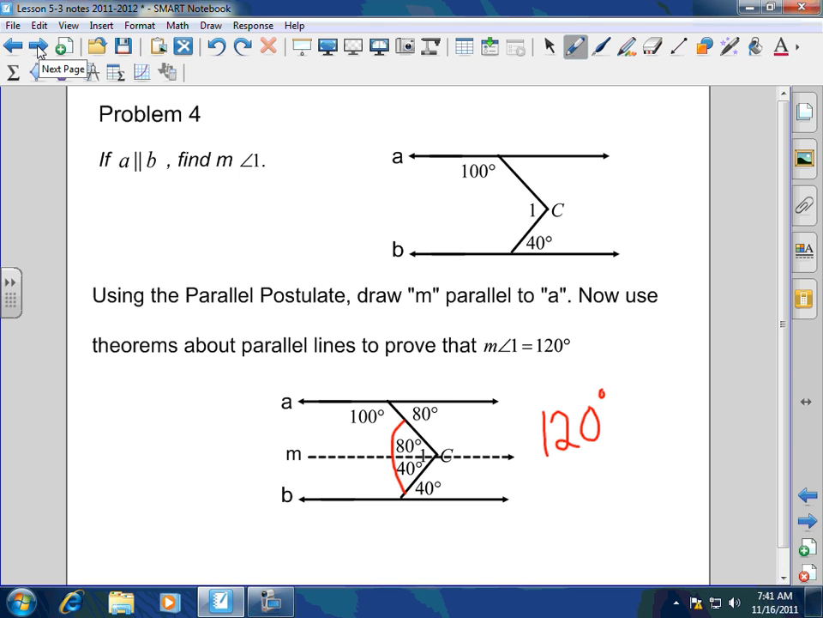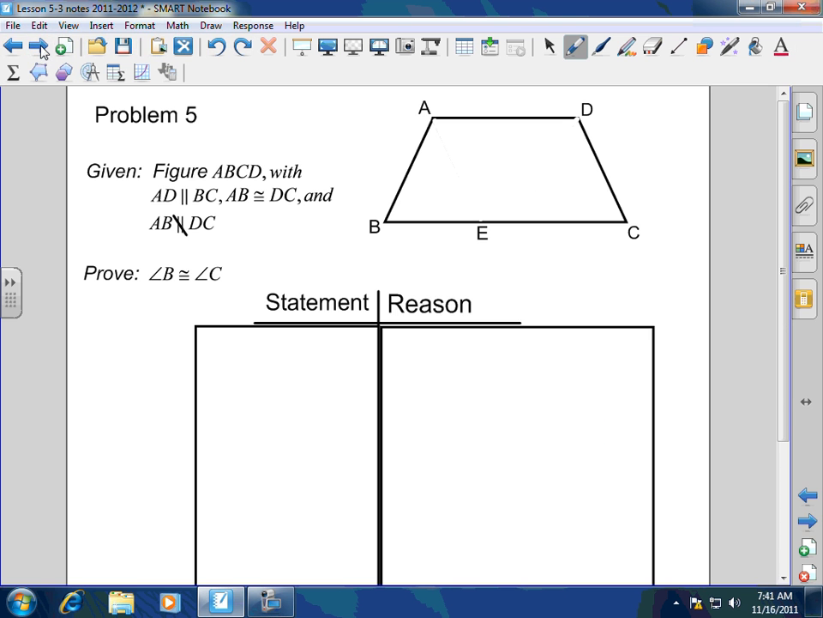And last but not least, guys, we've got the big proof of the day. Figure ABCD with AD parallel to BC, AB congruent to DC, and AB is not parallel to DC. They want you to prove that angle B is congruent to angle C. Now, for this one, it's pretty tough. It's a long proof, but we can handle it.